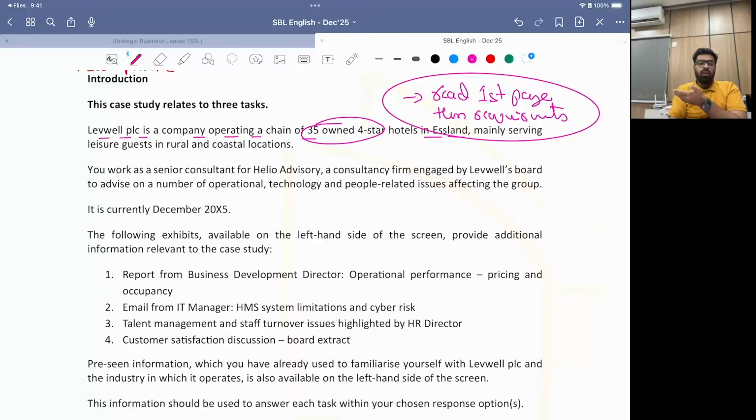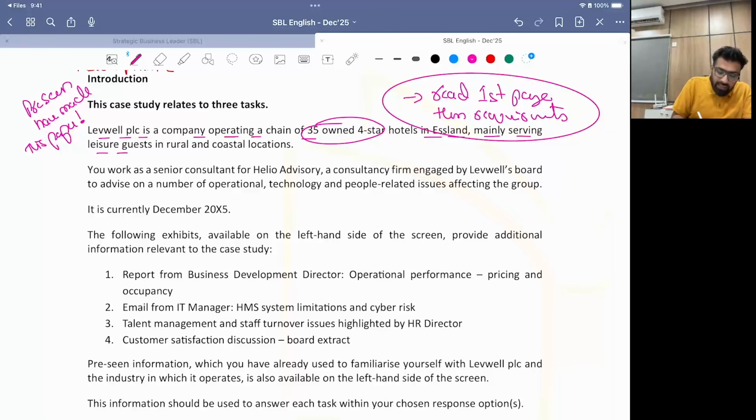So if someone doesn't know about that industry, he or she really had some problems while drafting the answer. Whereas if someone has worked in that industry, that guy was a genius among all, right? So believe me, SBL has been easy once the pre-seen is released. The pre-seen has made this paper easy peasy, guys, easy peasy, right?